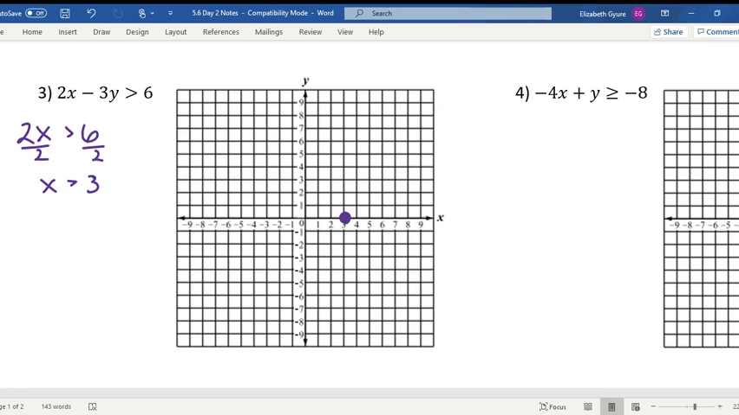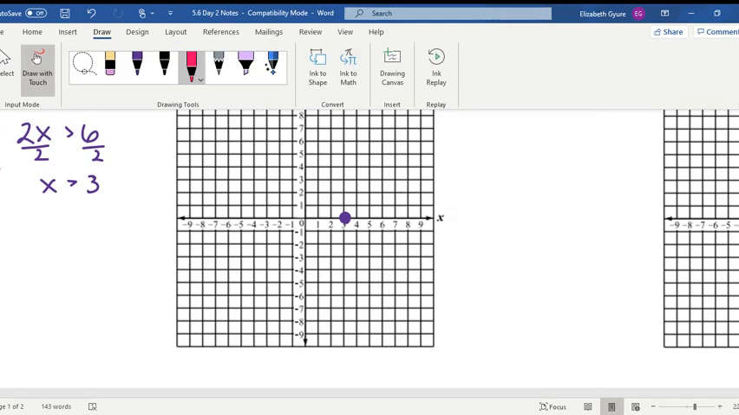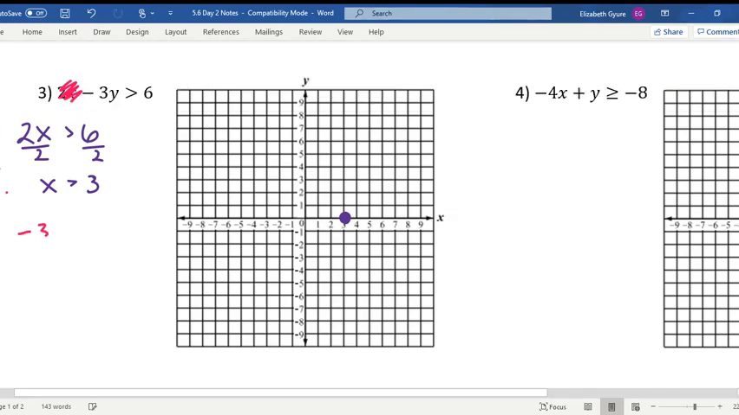All right, so I'm going to cover up the x. So then that's going to leave me with negative 3y is greater than 6. Negative 3y is greater than 6. Who remembers what we need to do in a problem like that?